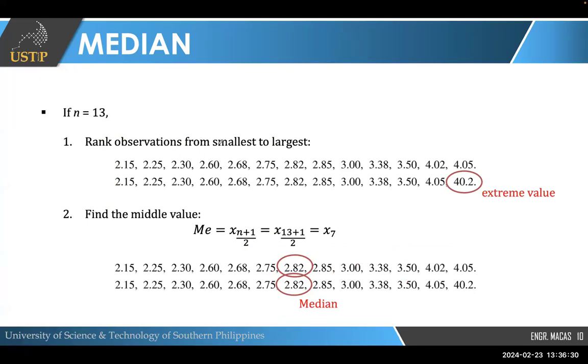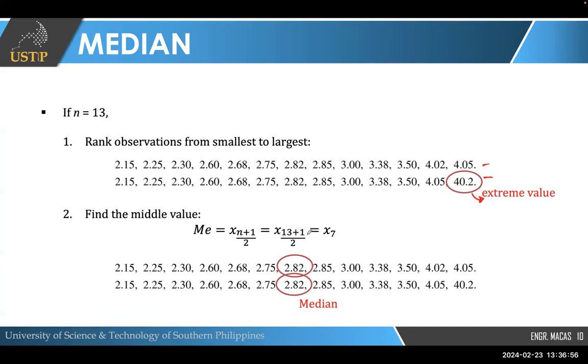What's the difference between getting the mean with one observation that is extreme versus getting the median with one value that is extreme? So we'll have two sets of data. One is the original, the second is the one with an extreme value. If you arrange that from smallest to largest, this is how it looks. Take note of this extreme value for the second set of data.